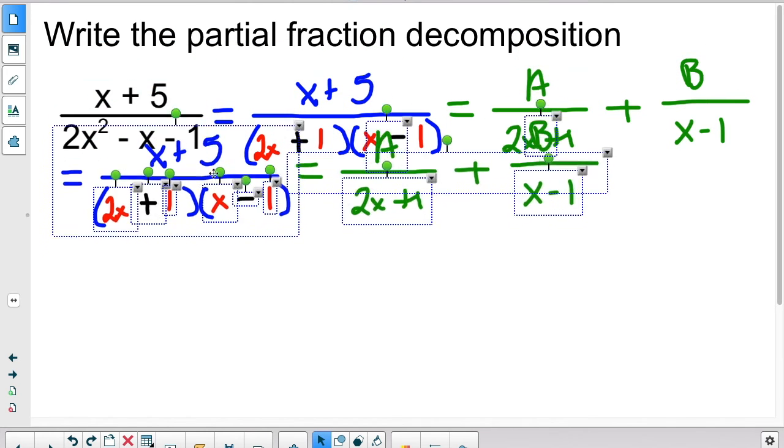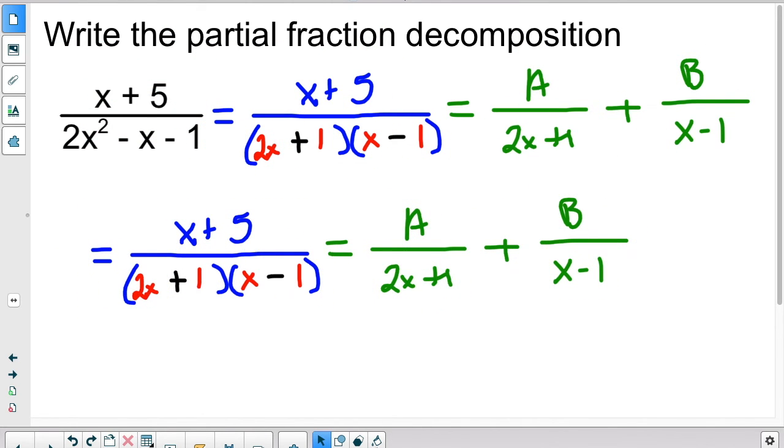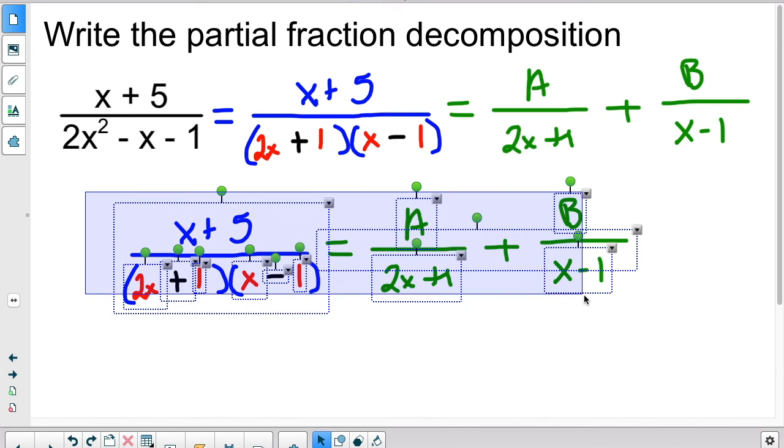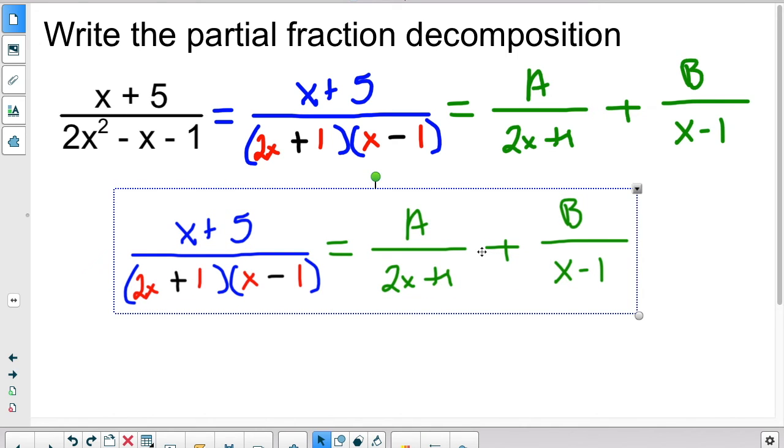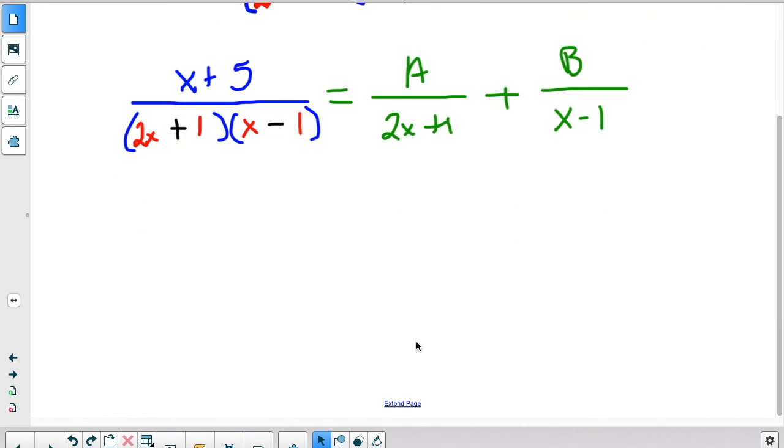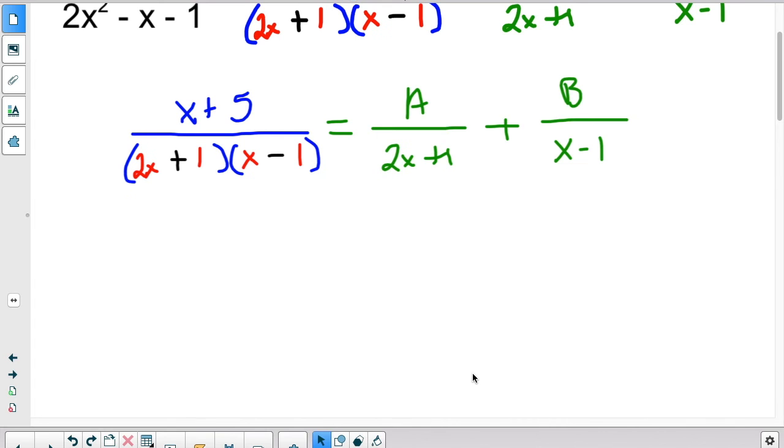Now again, I'm going to use copy paste to bring this down here so we can work with it. All right. I'm going to extend the page out just a little bit so we have room to work.